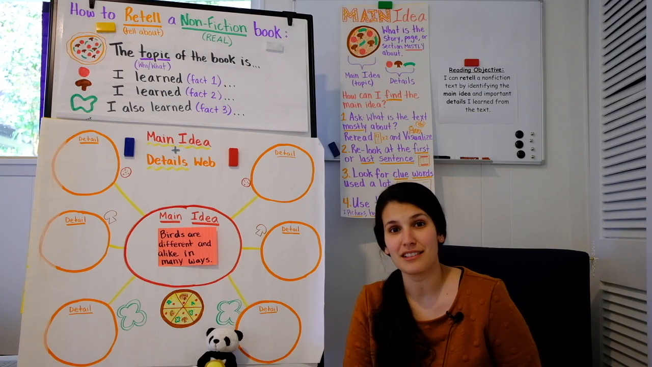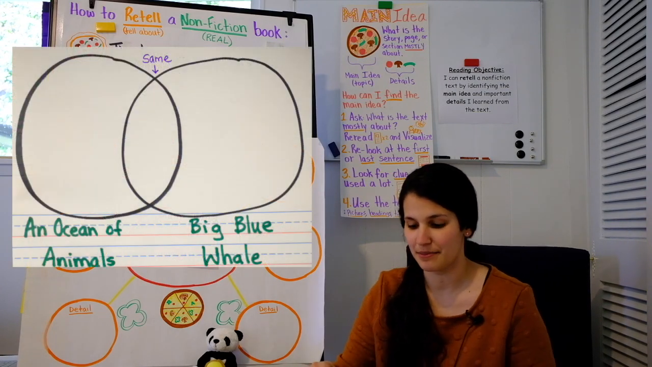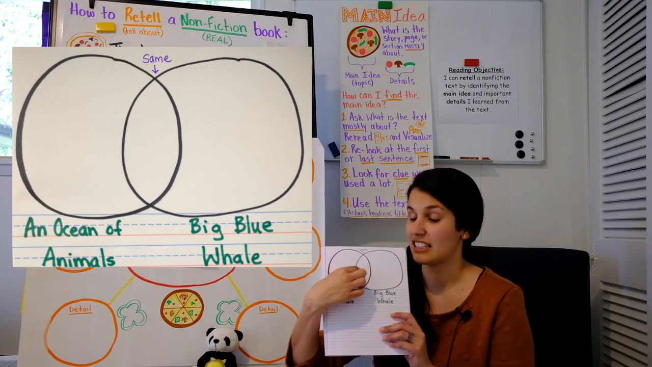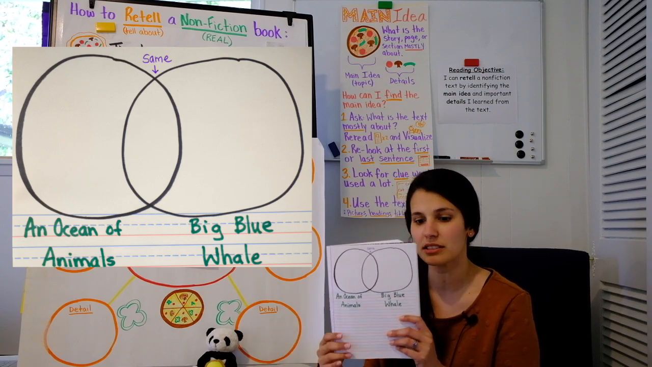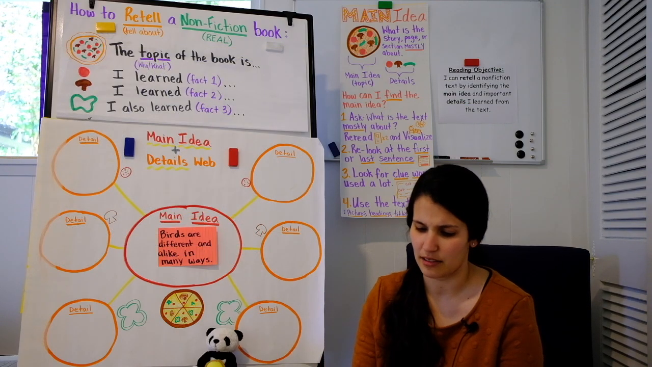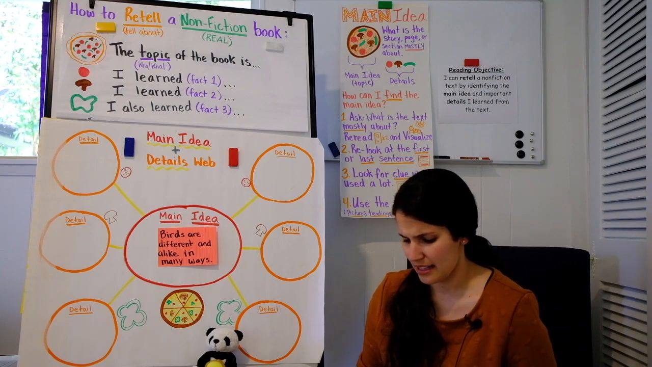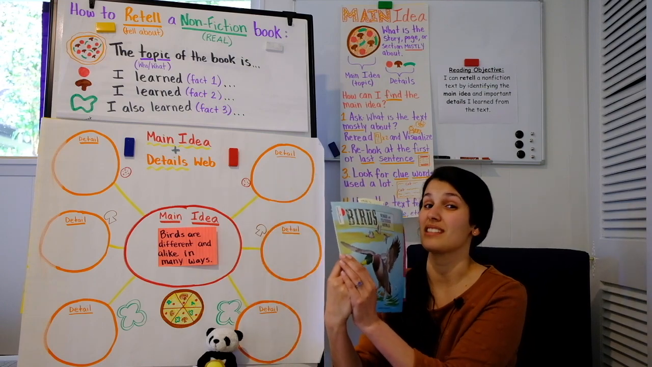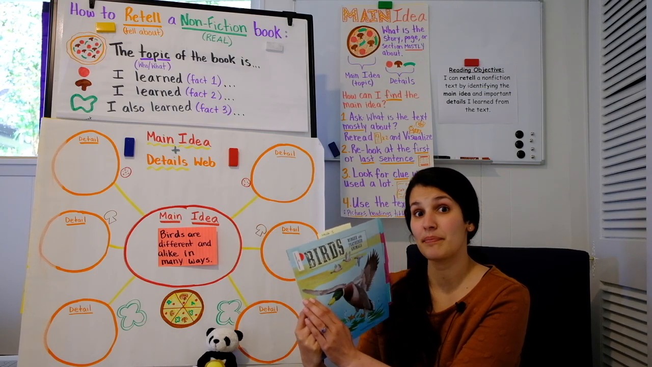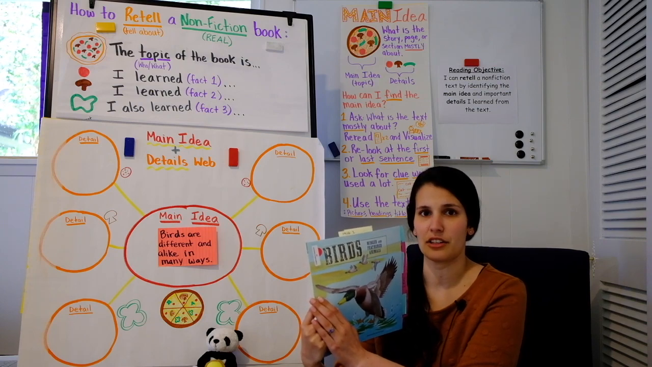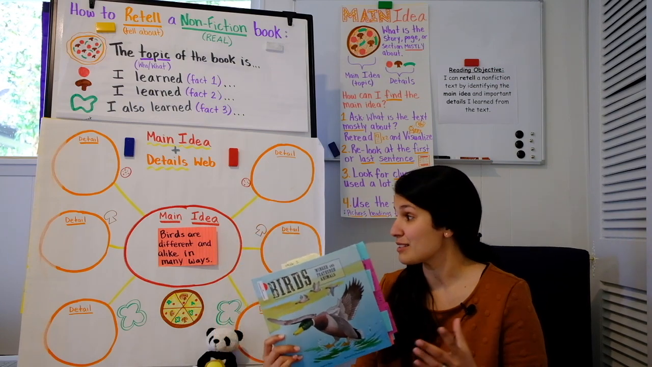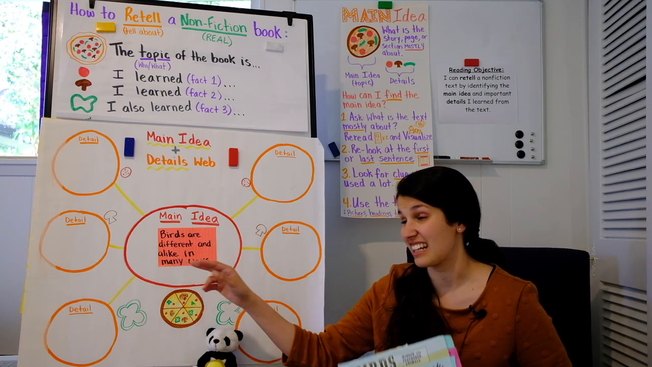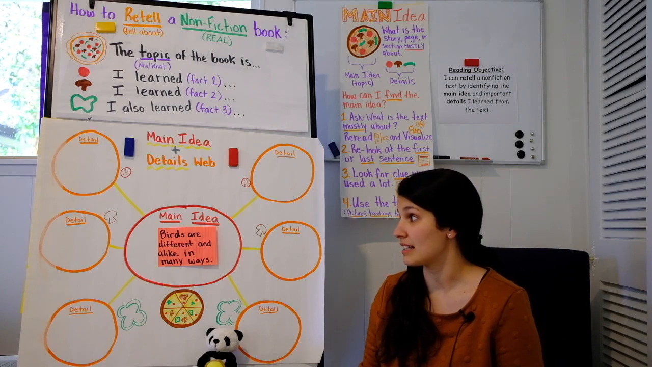Do you remember the other day when we made our Venn diagram? We had our two circles comparing and contrasting two different books. I thought about that today when I was thinking about the main idea. This book, I feel like, talked a lot about what birds have in common or the same. And it also talked about what makes different birds unique from one another. So that's why I chose this as the main idea: birds are different and alike, or the same, in many ways.